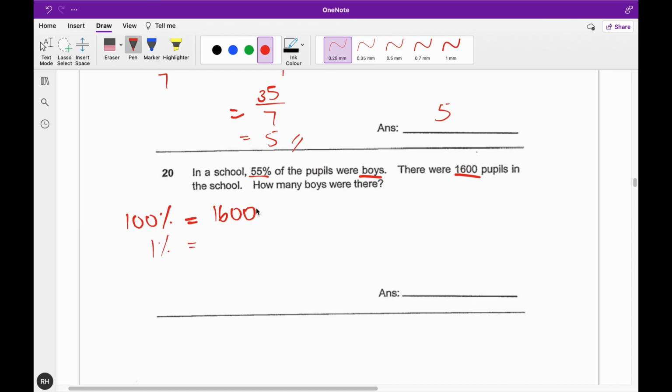1%, so it's equal to 1600 divided by 100. Okay, so cancel 20, 20 is equal to 16. And 55% of the pupils are boys, so we have 55%, which is 16 times 55 equals 880.